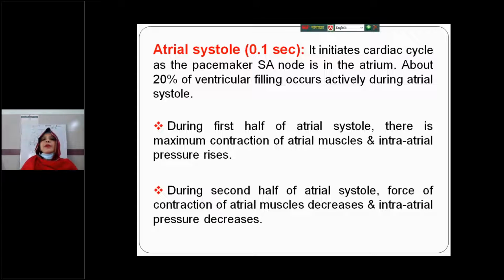So atrial systole means atrial contraction. Here 20% ventricular filling occurs actively during atrial systole, meaning the first half of atrial systole. In the first half, maximum contraction of atrial muscle occurs, and the important thing is that intra-atrial pressure rises. Whenever maximum contraction of atrial muscle occurs, intra-atrial pressure of course rises. But during the second half of atrial systole, force of contraction decreases and intra-atrial pressure also decreases. Remember this thing.